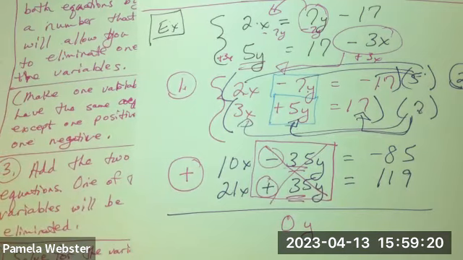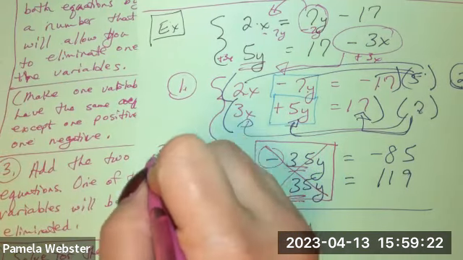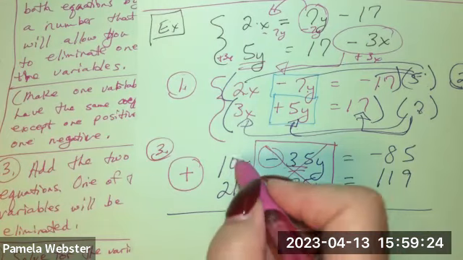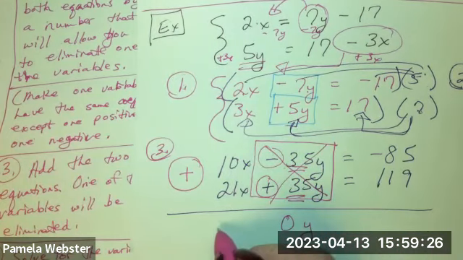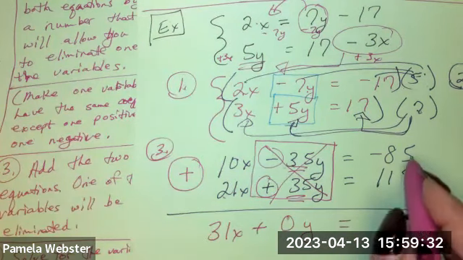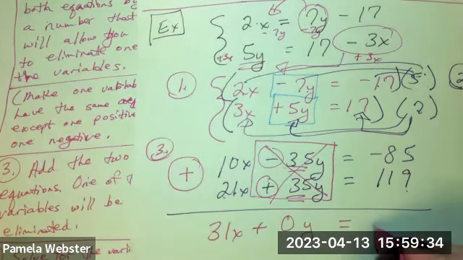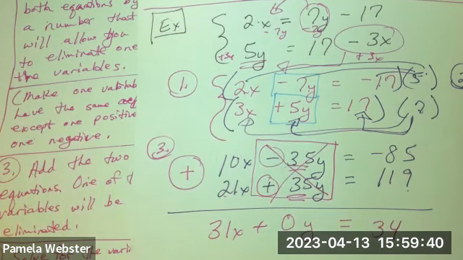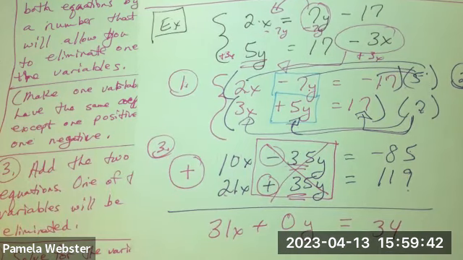Okay, so add the two equations. This is step number 3. All right, 10x and 21x is 31x plus 0y is equal to, when I add these together, I get a 34. 119 minus 85 is 34. All right, and then what?